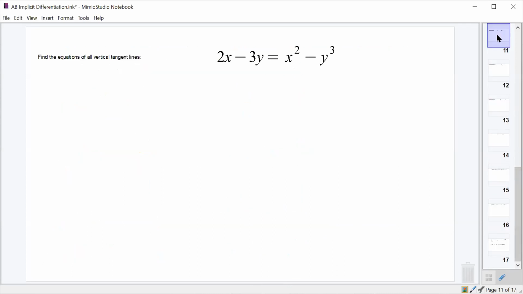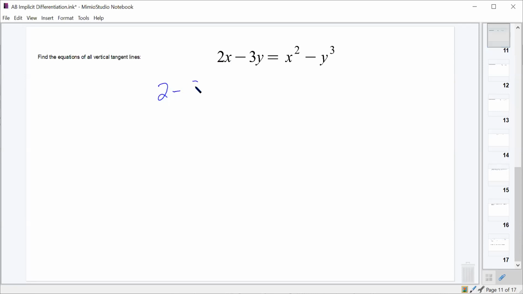Let's keep moving then. Find the equations of all of the vertical tangent lines to this equation here. What are we going to do to start that? Should just need to take a derivative, right? We're looking for vertical tangent lines. That's going to be places where our derivative is undefined. So we'll start with the derivative.